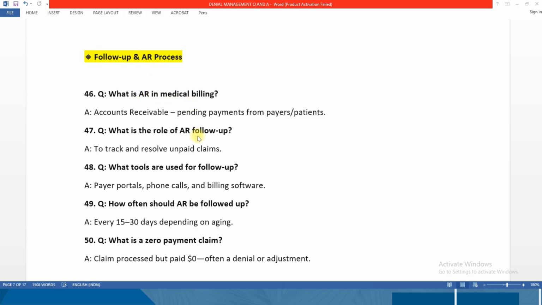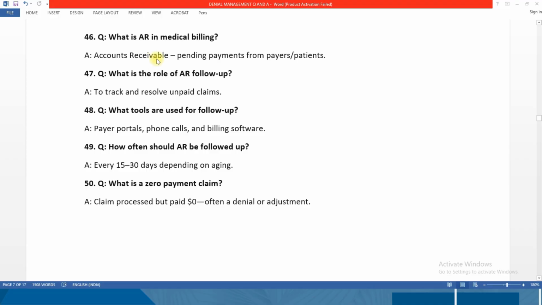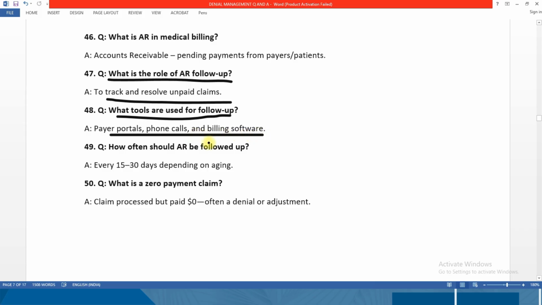So what is AR in medical billing? AR means accounts receivable, pending payments from payers and patients. What is the role of AR follow-up? To track and resolve unpaid claims. What tools are used for follow-up on AR claims? Payer portals, phone calls and billing software. How often should AR be followed up? Every 15 to 30 days depending on the aging, meaning the duration of the claim.